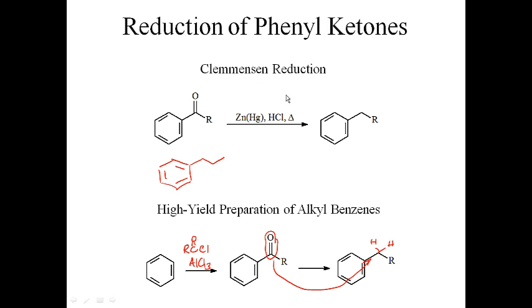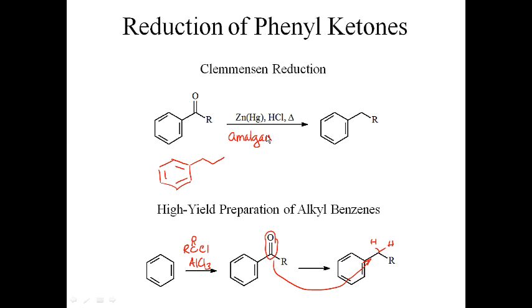And in Clemmensen reduction, what we do is we react a phenyl ketone with a zinc mercury amalgam. So this is zinc metal mixed with mercury metal to form a bimetallic species that's called an amalgam. Anything mixed with mercury is called an amalgam. My teeth probably have mercury fillings in them, and so that would be an example of an amalgam. They don't do that anymore. They use ceramics and everything else.